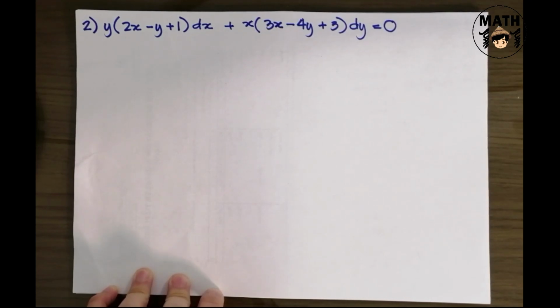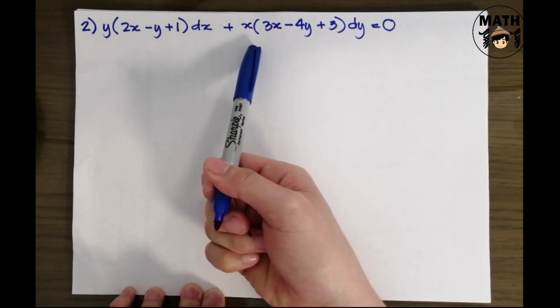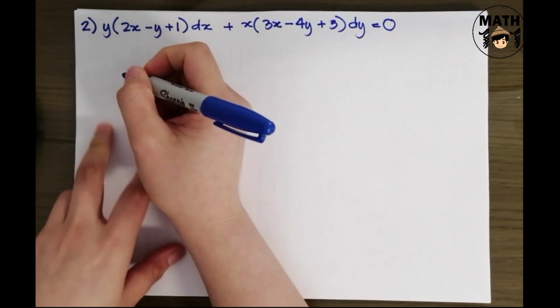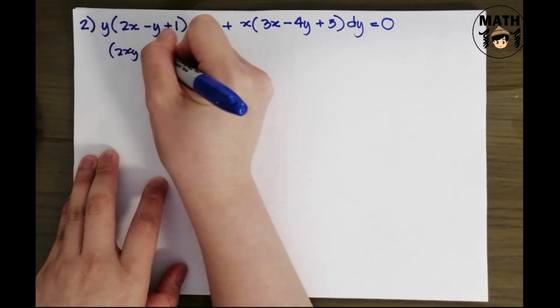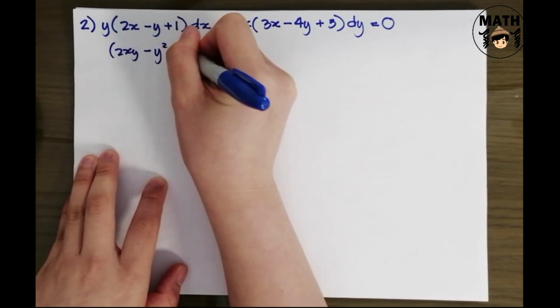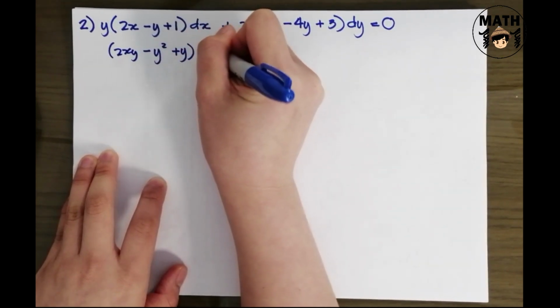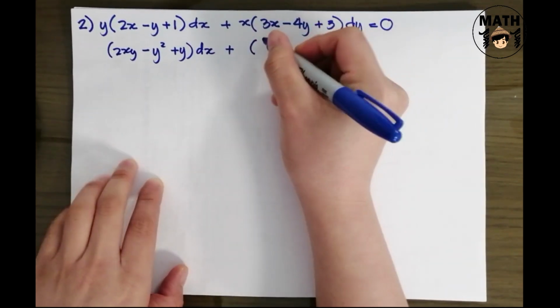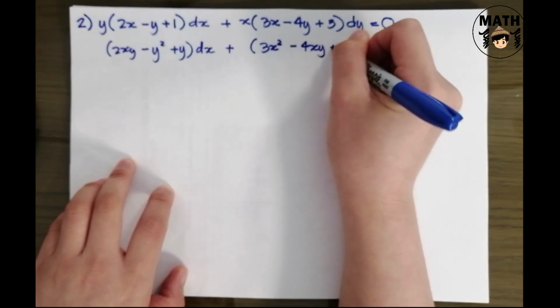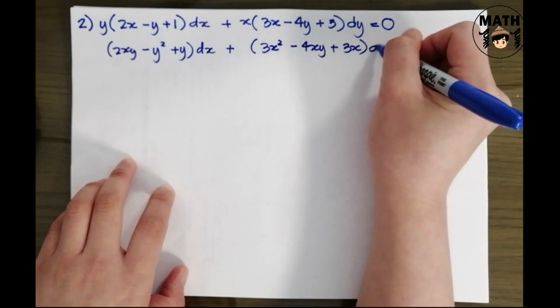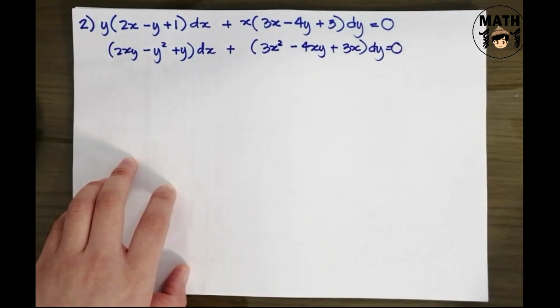Problem number 2. y times the quantity 2x minus y plus 1 dx plus x times the quantity 3x minus 4y plus 3 dy equals 0. Distribute lang muna natin si y and x. We'll get 2xy minus y squared plus y dx plus 3x squared minus 4xy plus 3x dy equals 0.